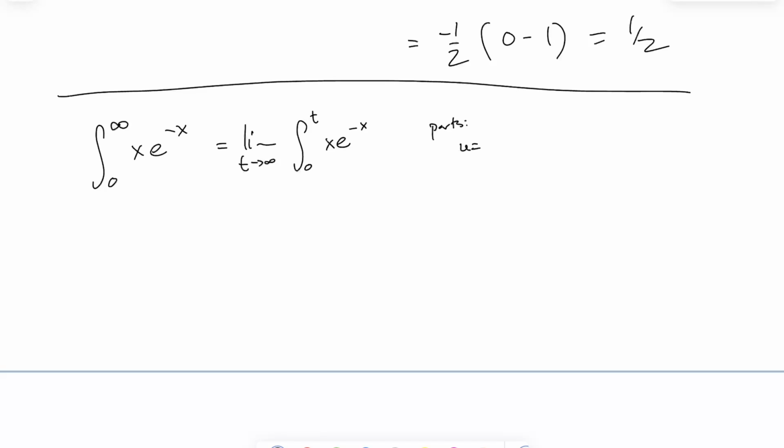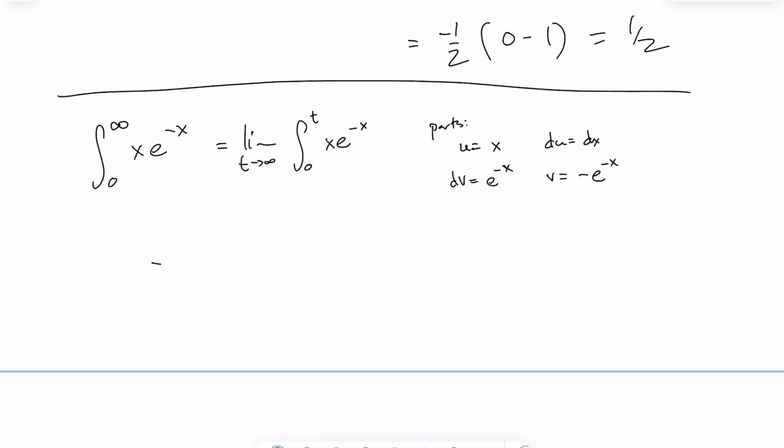The u, what should I choose for the u here? Any part that stands out there? X, yeah. That's the part that stands out. Right, I have a polynomial part and an exponential part. I choose the polynomial part to be the u. So then the du is dx, and then the dv is e to the negative x. The v would be the integral of that, the antiderivative of that, which would be minus e to the minus x. All right.